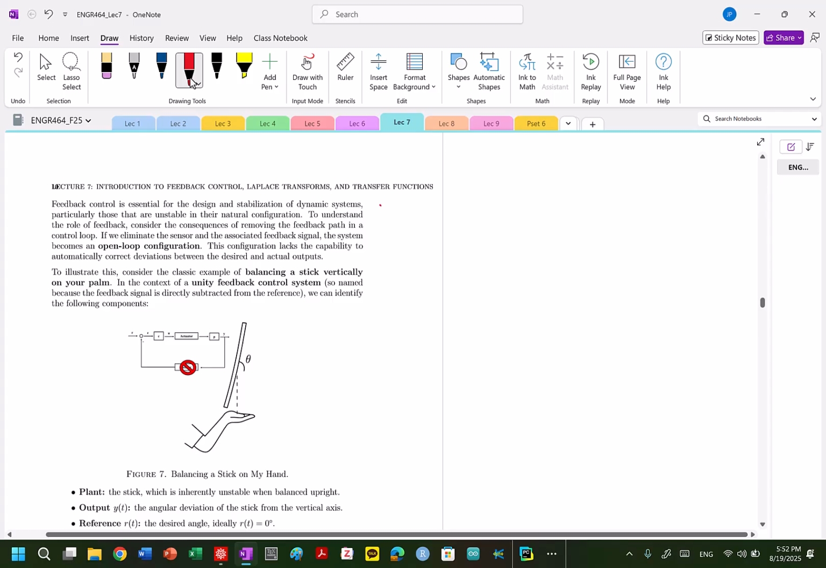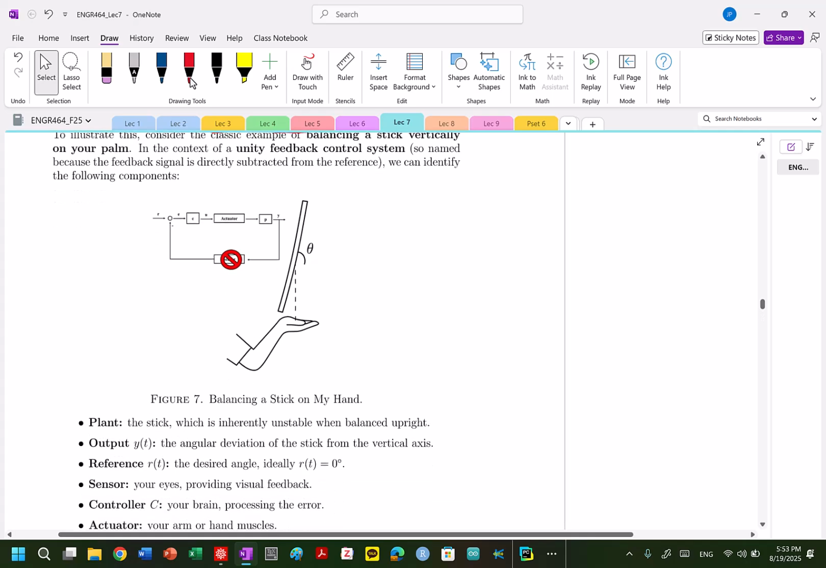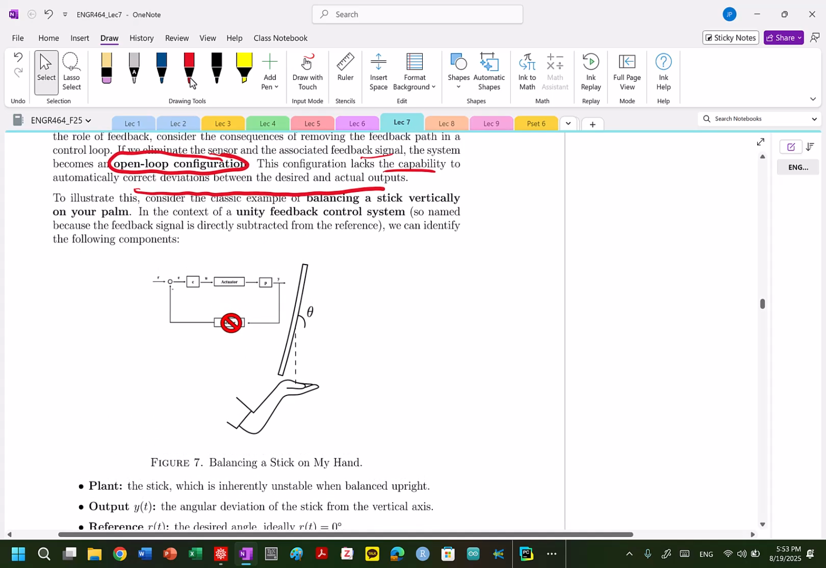It's also important to know that if we eliminate the sensor and the feedback signal, then we have an open loop configuration. And if you have an open loop configuration, you lack the capability to correct from deviations between the desired and actual output. So I think a great example that's similar to the segue is the following. Imagine, and I did this in class.